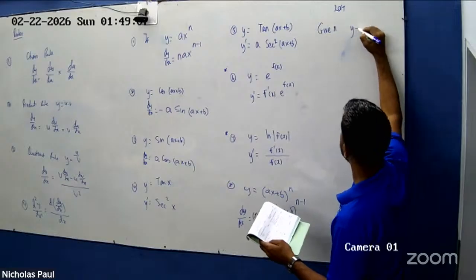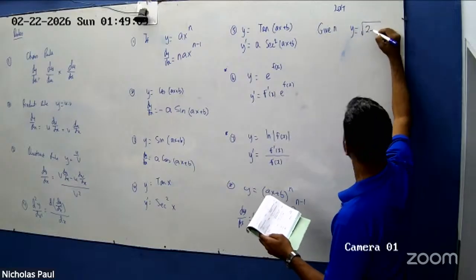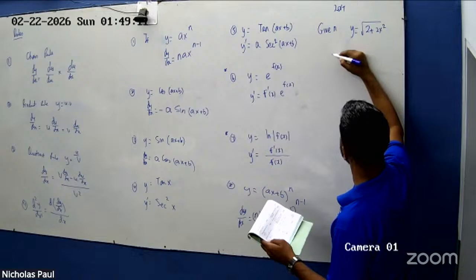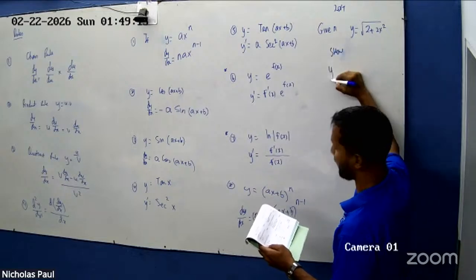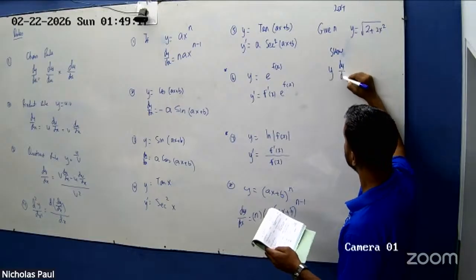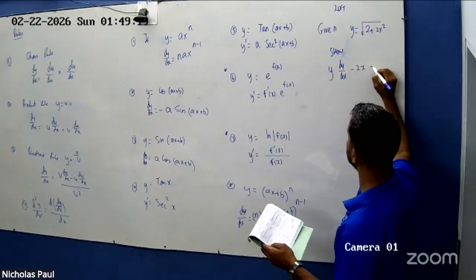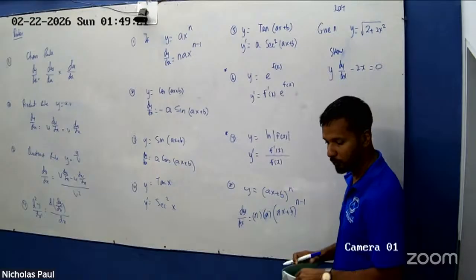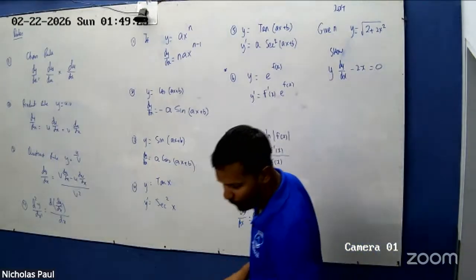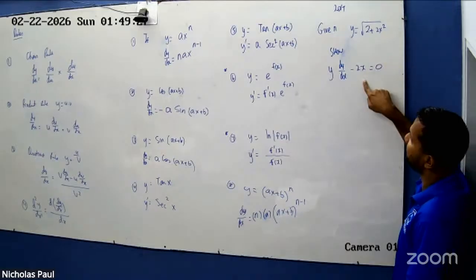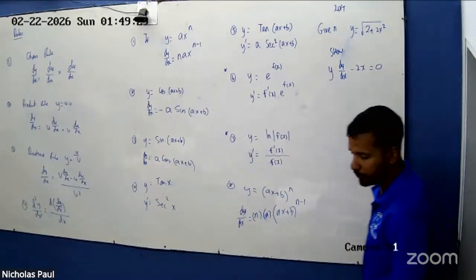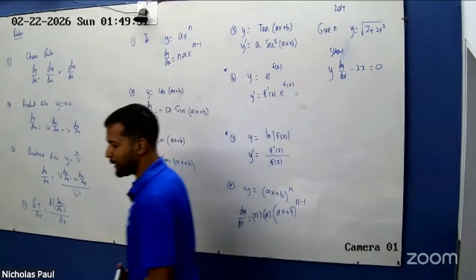Given that y is the square root of 2 plus 2x squared, they wanted to show that y dy/dx minus 2x is 0. Right? We're just doing part 1 alone. Given this, show this. Next week, we do the applications of differentiation.